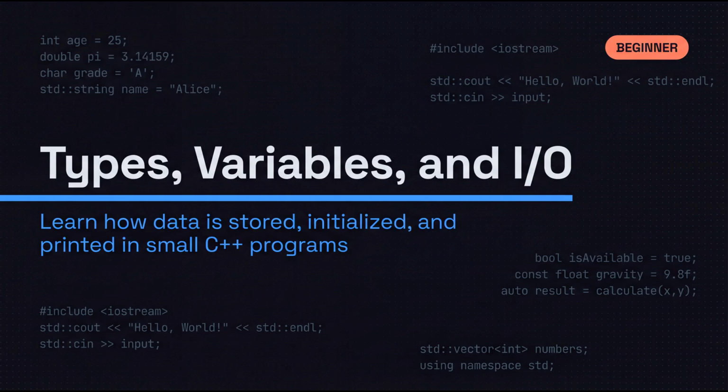Welcome. In this lesson, we're covering the fundamentals: types, variables, and input-output. These are the building blocks of every C++ program. By the end, you'll understand how data is stored in memory, how to initialize variables correctly, how to read input from the user, and how to print formatted output. If you've set up your compiler and IDE from the previous lessons, you're ready. Let's build the mental model first, then write real code.